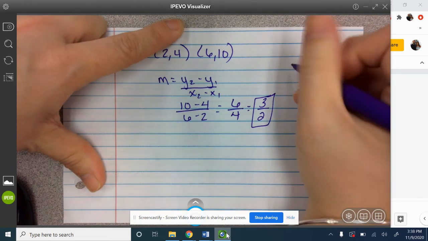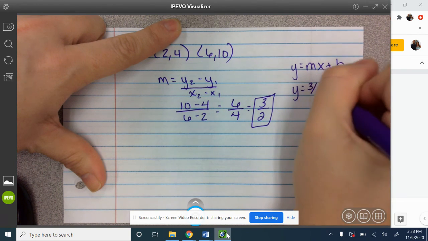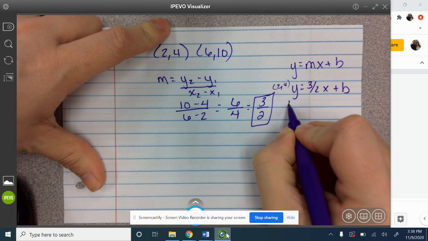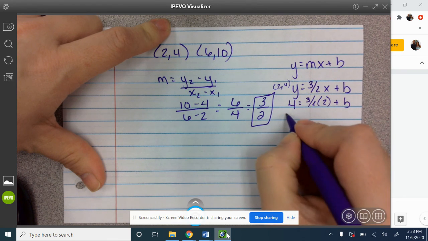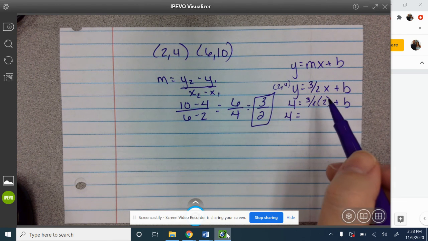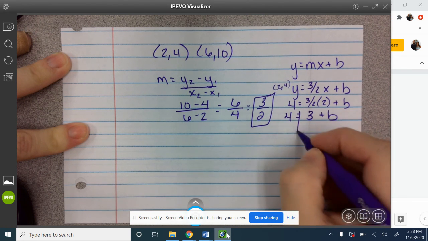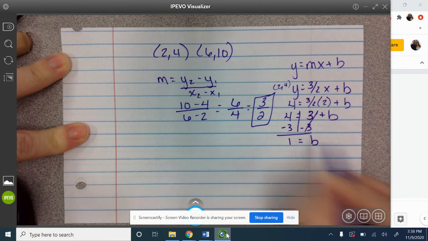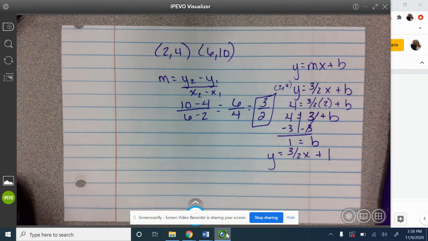So I'm going to take that slope and plug it into my equation. So y equals 3/2 x plus b. And I'm just going to use 2, 4 because it has smaller numbers. So 4 equals 3/2 times 2 plus b. So 4 equals, when you multiply 3/2 times 2, you're doing 3 times 2 is 6. 6 divided by 2 is 3. So 3 plus b. To get b by itself, the opposite of positive 3 is minus 3. 4 minus 3 is 1, so 1 equals b. So my equation is y equals 3/2 x plus 1.